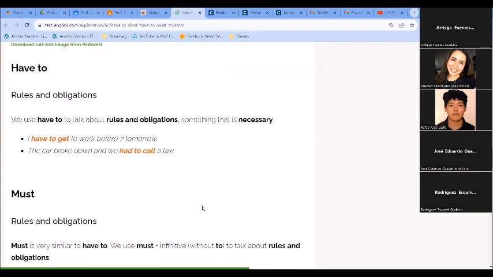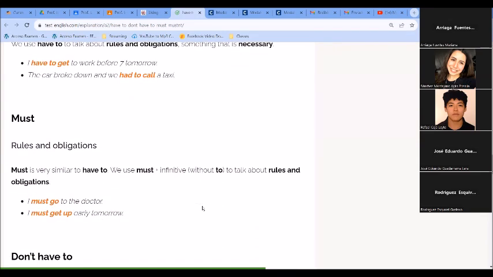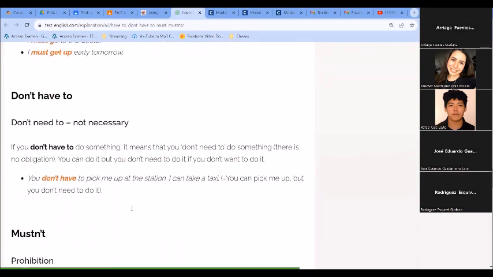Good. Eileen, must. Must, rules and obligations. Must is very similar to have to. We use must plus the infinitive to talk about rules and obligations. I must go to the doctor. I must get up early tomorrow. Negative forms.